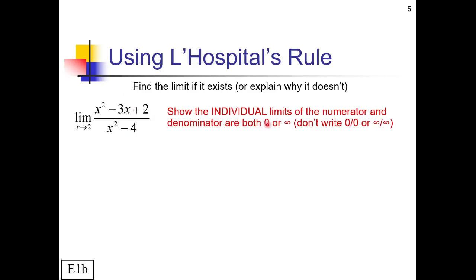Both 0 or both infinity. So we're not going to write 0 over 0 or infinity over infinity. But we kind of need to know before you go ahead and do this that it's going to come out that way.